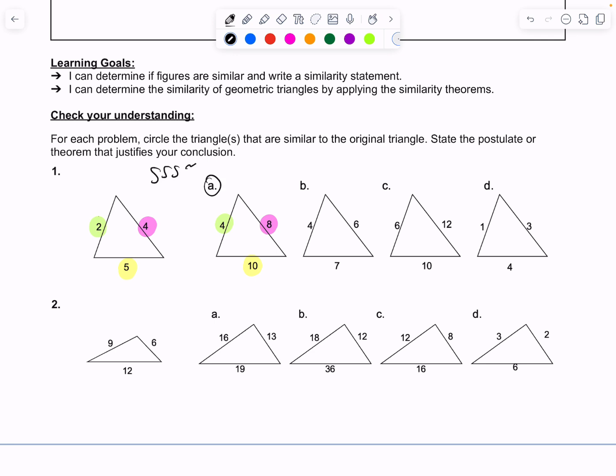If you look at B, C, and D, you can see in this one, they're multiplying 2 times 2 to get to 4, but 4 times 2 does not equal 6. In this one, they're multiplying by 3. 2 times 3 is 6, and actually 4 times 3 is 12, but 5 times 3 does not give us 10. And then this one, they're dividing. 2 divided by 2 would be 1. 4 divided by 2, though, is not 3, and 5 divided by 2 is not 2. Or I guess you could be subtracting as well, but that's not going to work. It has to be a scale factor, which is going to be multiplying or dividing. Okay, so that was number one.